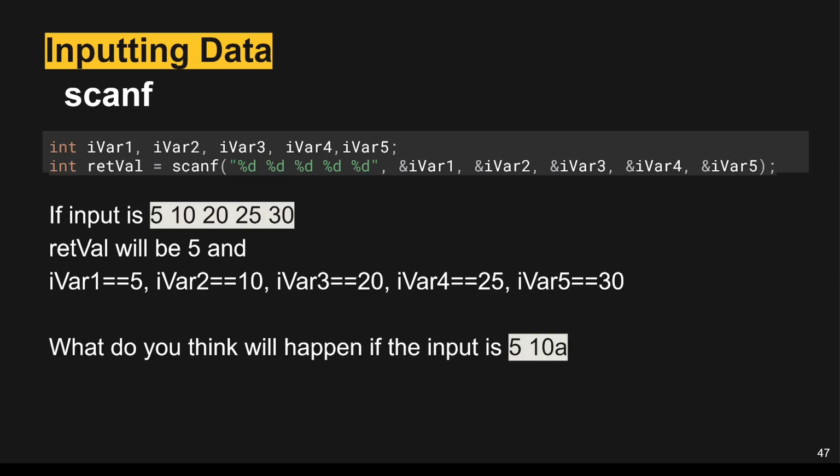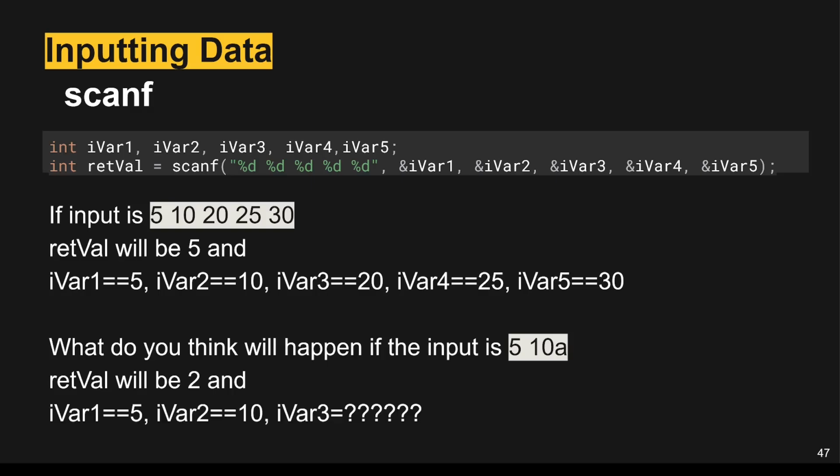So what do you think will happen if the input is 5 space 10a? Retval will be 2, and ivar1 will equal 5, ivar2 will equal 10, ivar3, though, will not have, or have some unknown value. And none of the others will have values based on that input.